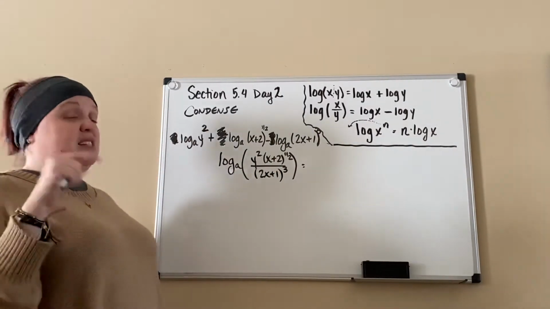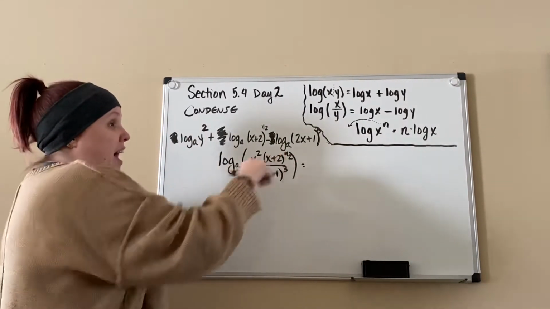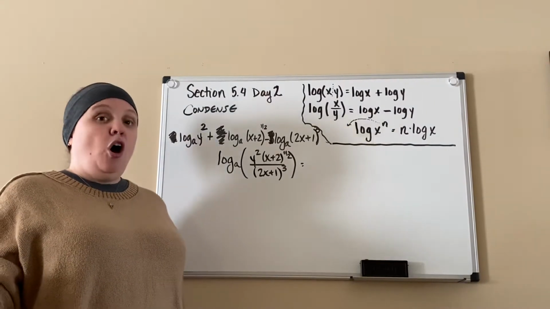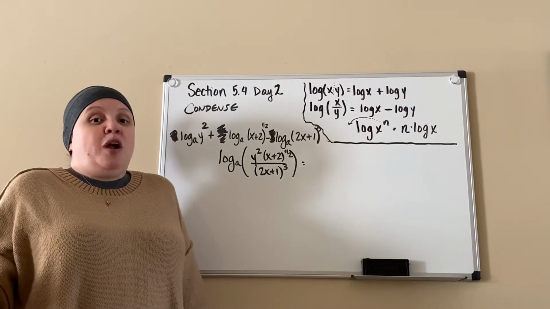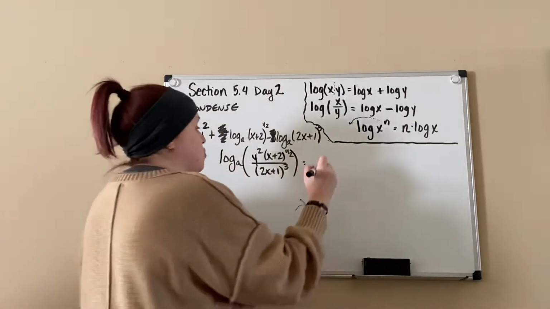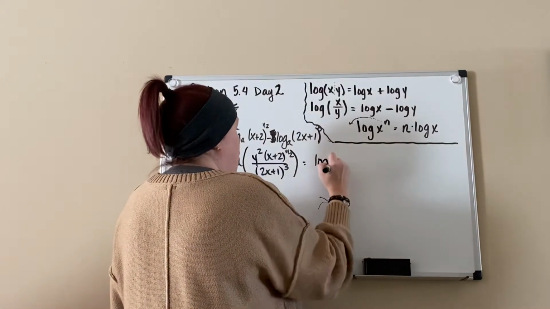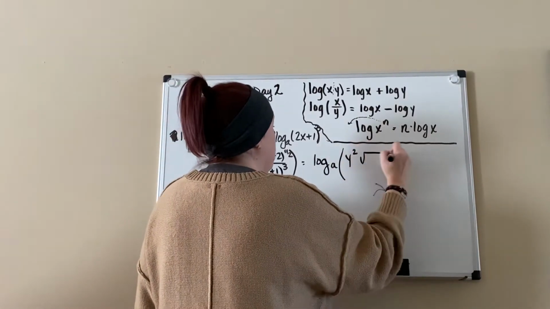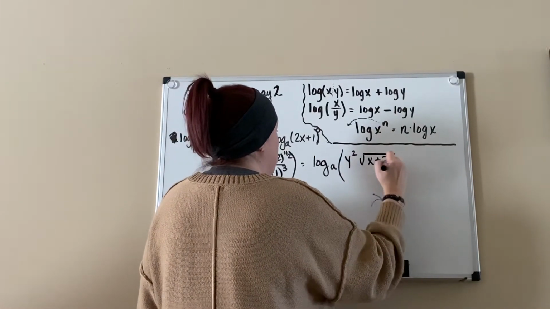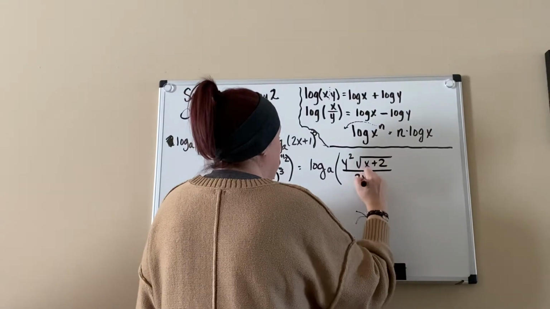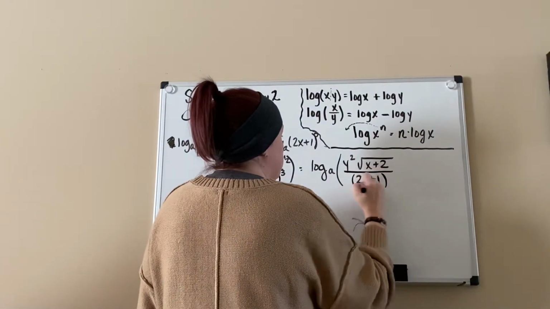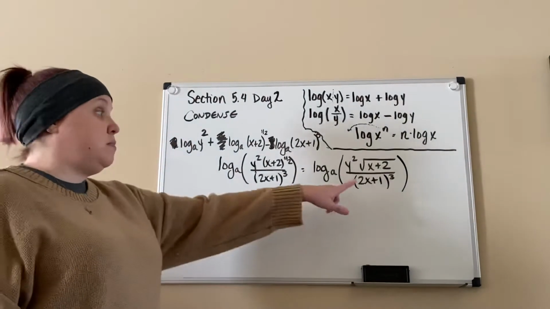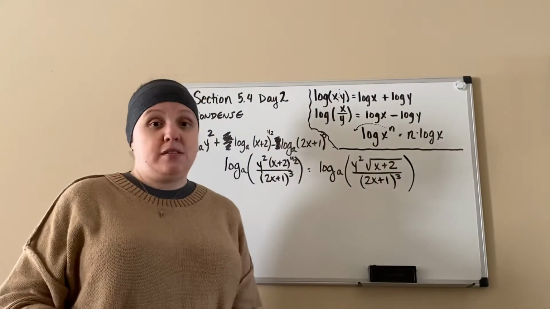But we did this in the last problems. The 1/2 power, wasn't the 1/2 power something? Oh yes, it was the square root. So this is really log base a of y squared square root of x plus 2 over 2x plus 1 cubed, and that's the answer. Please make sure to put parentheses around it.